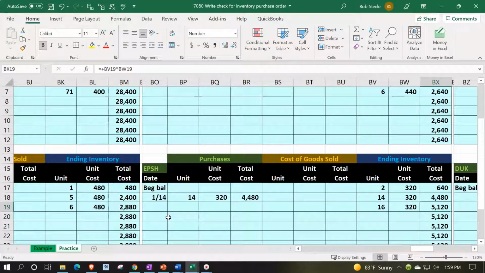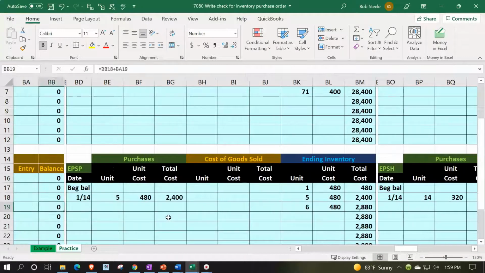5,140. Okay, so I know that's tedious stuff right there, but now we could say, okay, so how much did we actually purchase?